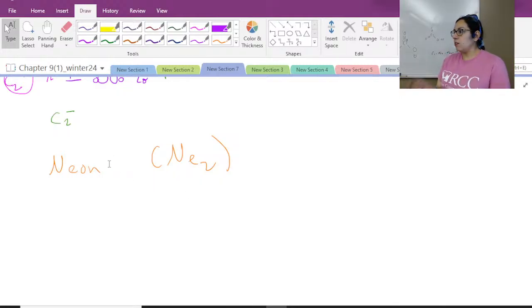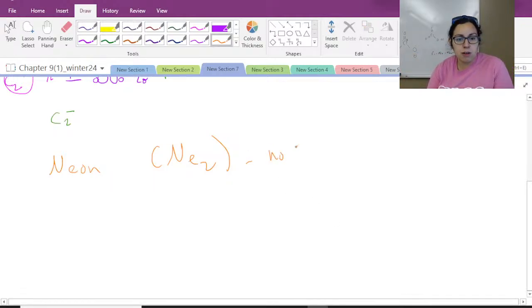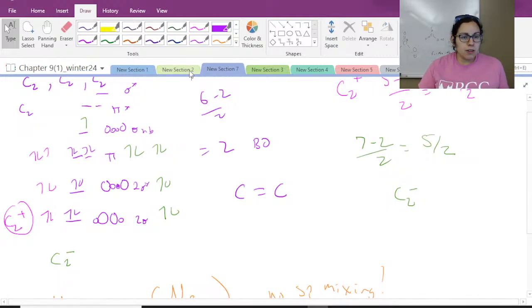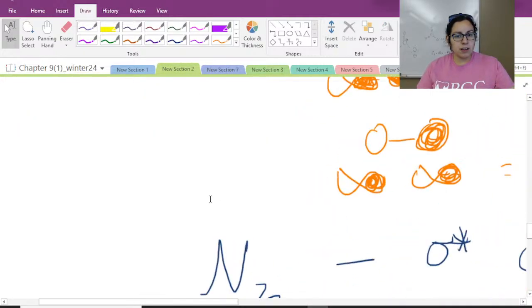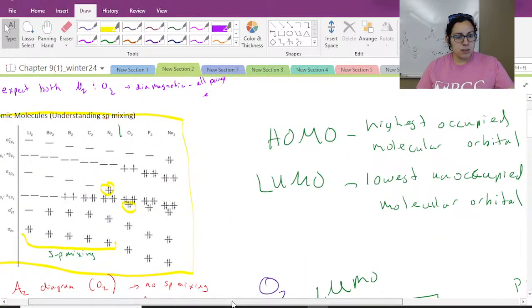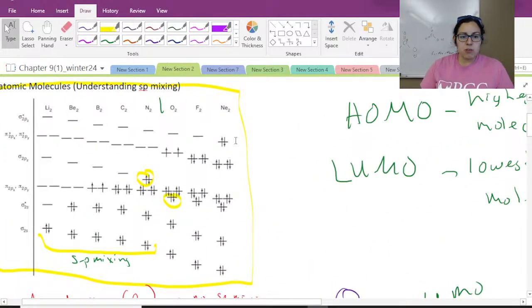So first of all, neon. Do we do SP mixing? No mixing? I see a head shake for no, right? So no SP mixing. Remind yourself, draw a big flag: as long as it's oxygen, fluorine, neon, there's no SP mixing. You can refer back to our other cheat sheet diagram to remind ourselves what order it goes in.